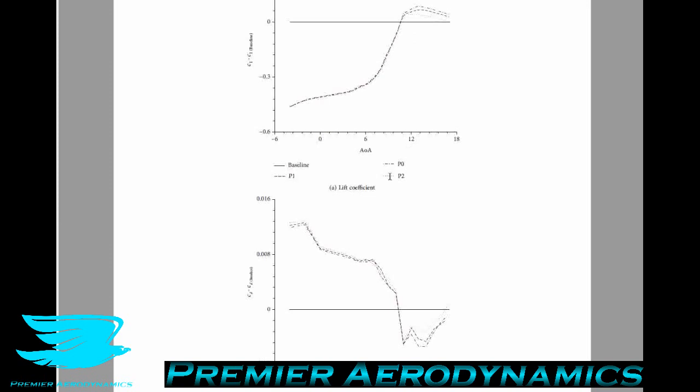So we see here P2, which is the red dashed line for both the drag and the lift graphs. We can see that the effects it has on the airfoil are significantly less than P0, which has the flap pretty much completely on the airfoil surface, which is significantly higher. But it's still better than the baseline. So we can see that it does increase the lift and reduce the drag quite a bit compared to the baseline airfoil, which is this solid line here.